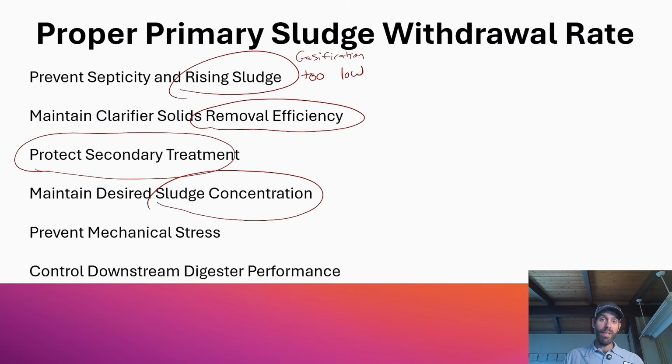We want thick sludge, but we run into the risk of rising sludge, right? Well, if it's too high, we're going to be pumping a very thin sludge, which can be problematic.